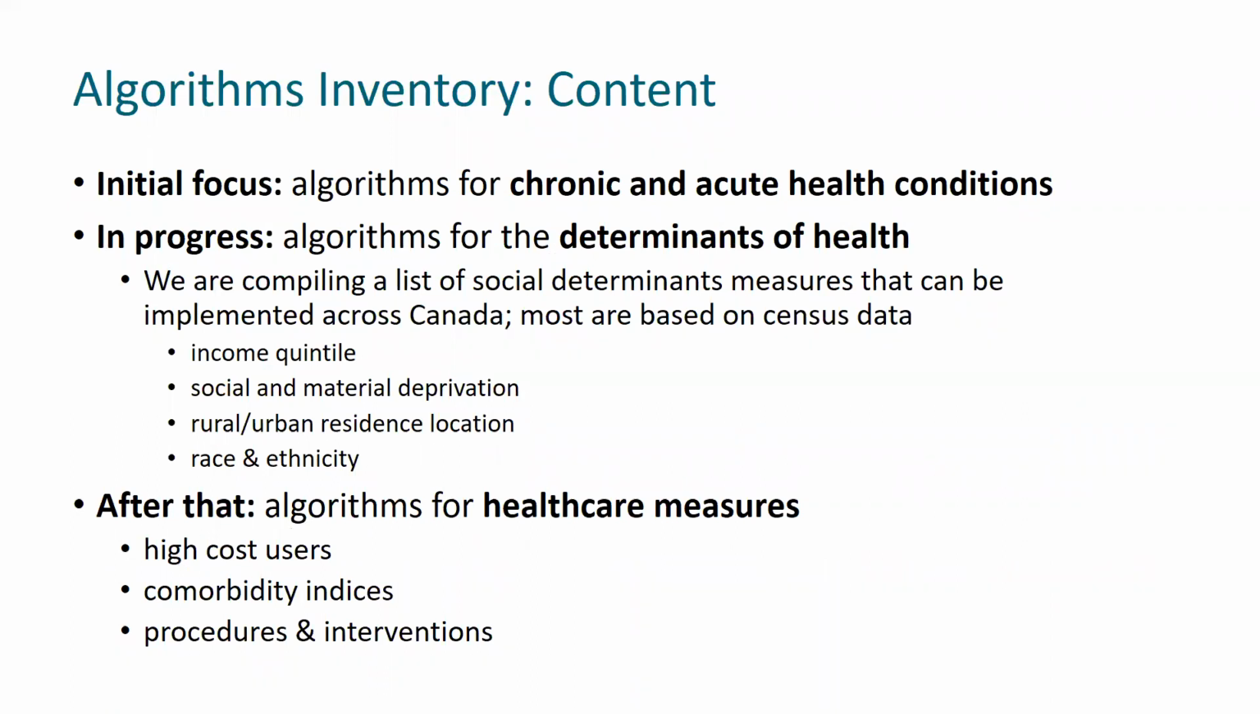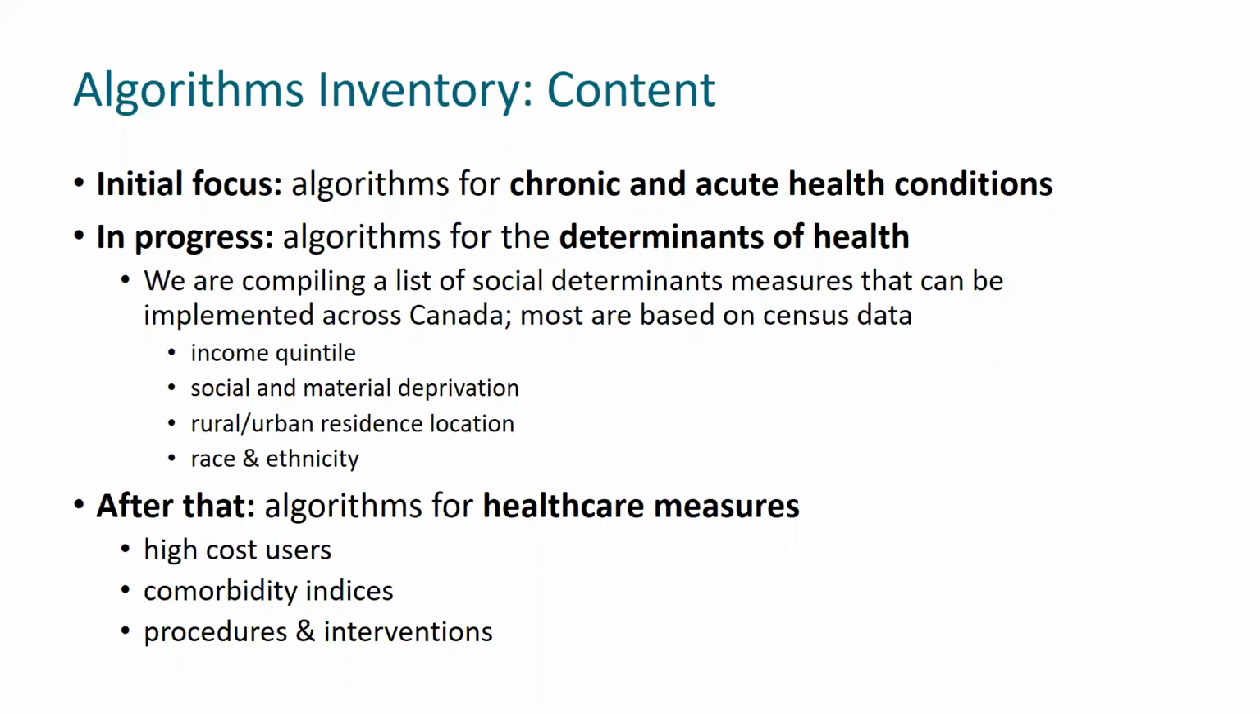In developing the algorithms inventory, we recognized that there could be a substantial volume of published literature around measures of population health, health service use, or the determinants of health that have been tested for feasibility or validated across Canada. So we initially started focusing on published works around chronic or acute health conditions. This could include things like diabetes, hypertension, or asthma. Currently, we are reviewing published literature to identify algorithms that measure the determinants of health, such as the income level of the population, its degree of social deprivation, and as well measures of race and ethnicity, which are critically important as we examine health equity issues in Canada.